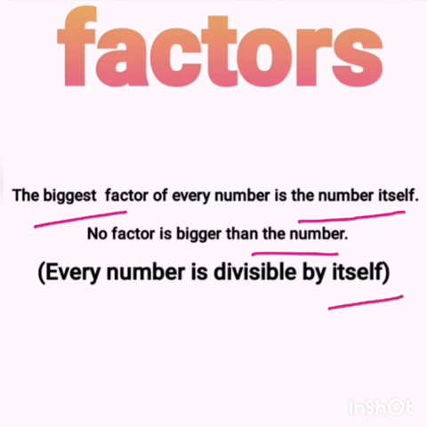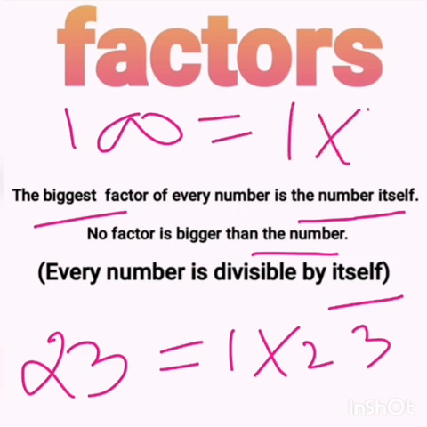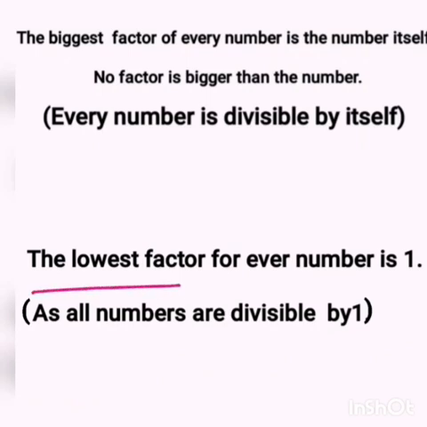Got it? So take any number, say 23, right? 23 is always 1 into 23. Take any other number, say 100. Now 100 is always 1 into 100, right? So you can write any number as 1 into that number, which means that number is a factor of itself. So the biggest factor of every number is that number itself. Got it? Also, the lowest factor for every number is 1.